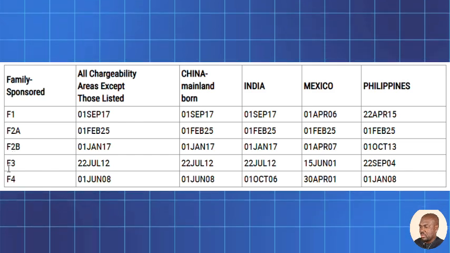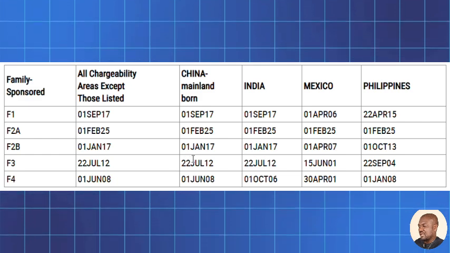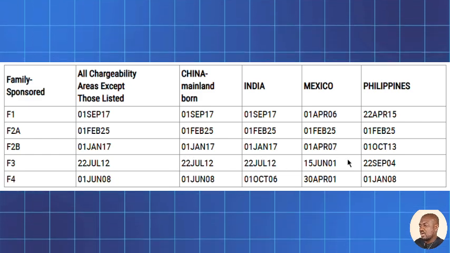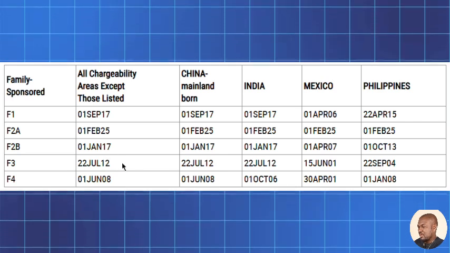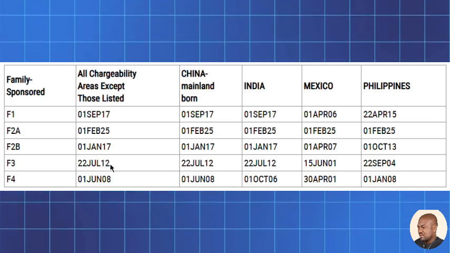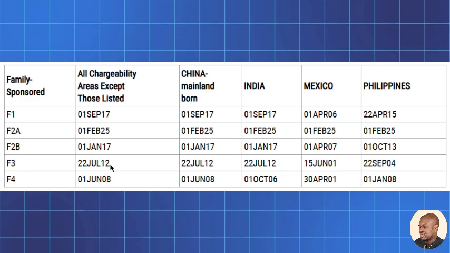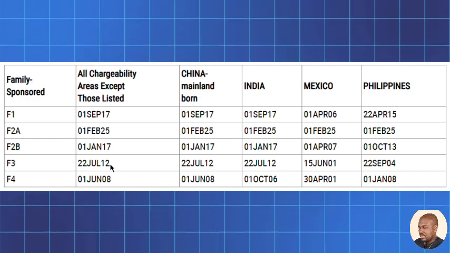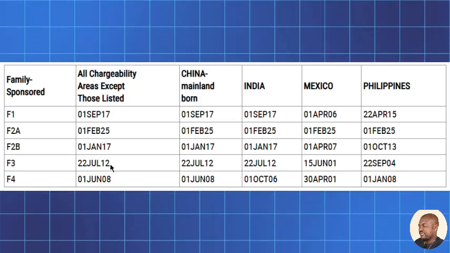Let's say you're in the F3 category, you are not from China mainland born, you are not from India, you are not from Mexico, you are not from the Philippines. You're going to pay attention to this area right here, which is July 22nd, 2012. So if your priority date, for example, is January 1st, 2012, it is current, and you will receive a notification from those two agencies, USCIS or NVC.